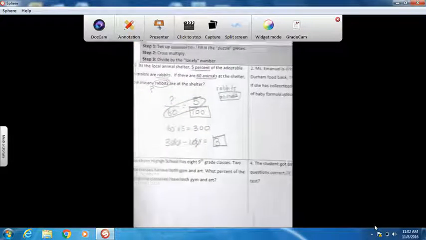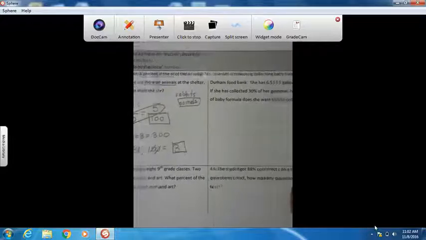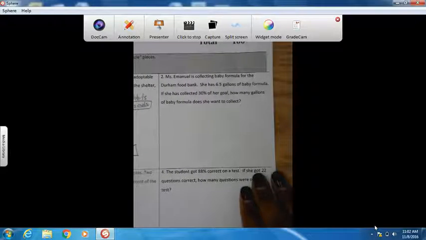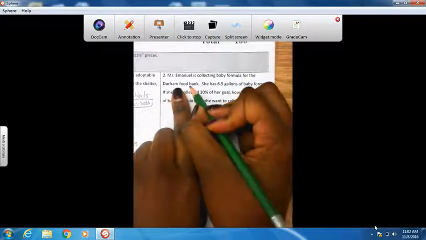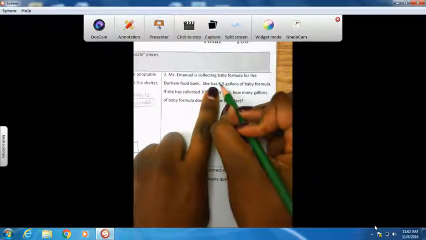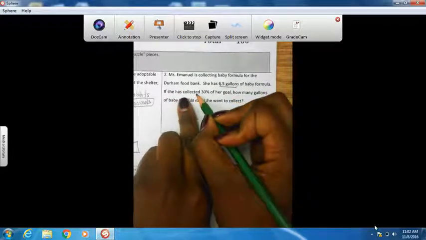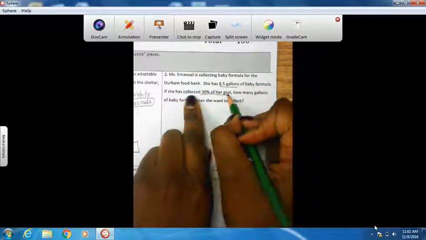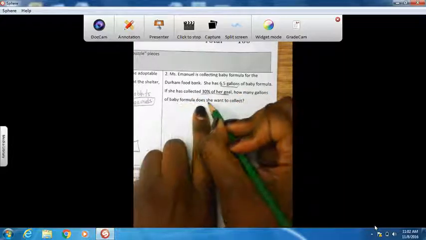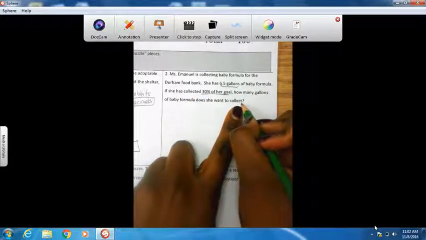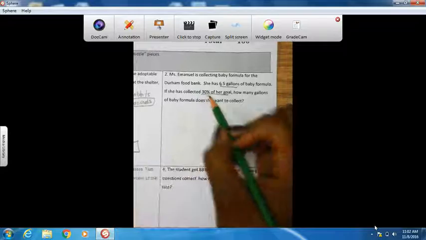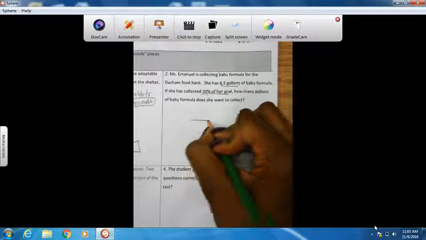Alright, let's look at number 2. Miss Emanuel is collecting baby formula for the Durham Food Bank. She has 6.5 gallons of baby formula. If she collected 30% of her goal, how many gallons of baby formula does she want to collect? Well, I saw a percent, so I know that I'm going to set up a proportion.